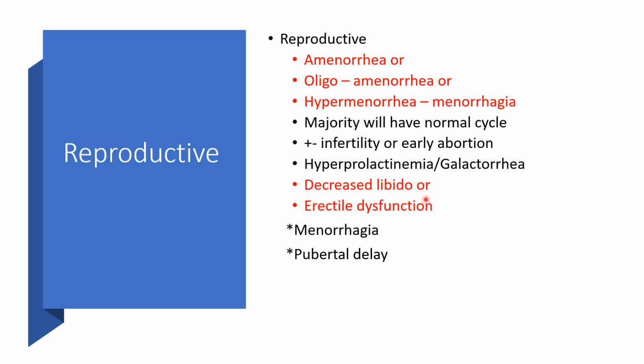Oh, I pray they are not newly married. Erectile dysfunction. Well, unfortunately, it might not be two of them at the same time, but nobody prays for it. But if the woman is having decreased libido because of hypothyroidism, and the guy is also having erectile dysfunction because of hypothyroidism, then the equation is equal. Menorrhagia, pubertal delay.